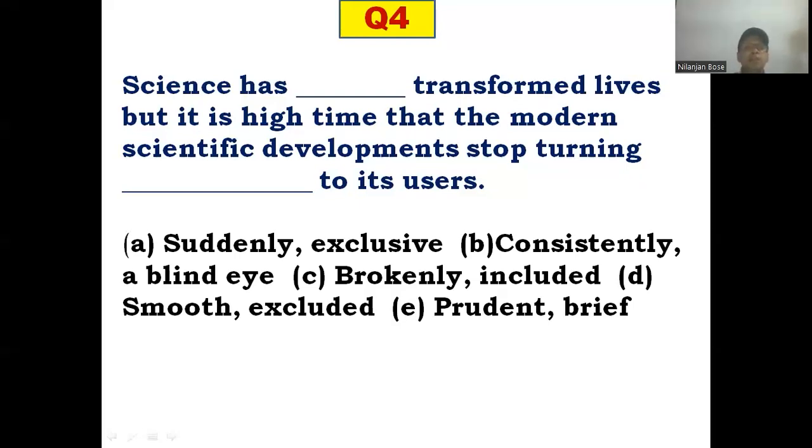Now let us match that. Science has consistently transformed lives is absolutely correct, but it is high time that the modern scientific developments stop turning a blind eye to its users. It is absolutely apt in this blank. So without any hesitation, you can easily pick option B, because the rest of the options are easily eliminated. So in this question number 4, the correct answer is option B. Let us know what is question number 5 and what should be our approach.